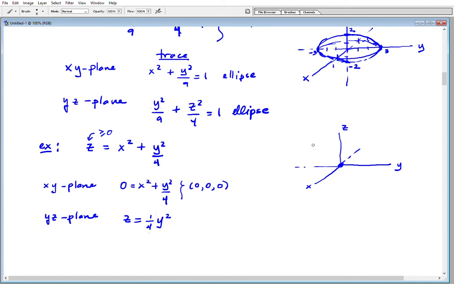I'm not going to draw it exactly, but I'm just going to draw a parabola here. Maybe I'll draw it a little bit spread out, like that. Not as pointed as z equal y squared. Okay, I drew it a little bit spread out. So that's our trace in the YZ plane.